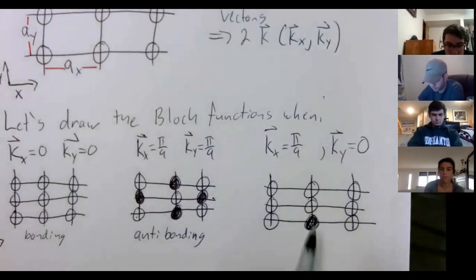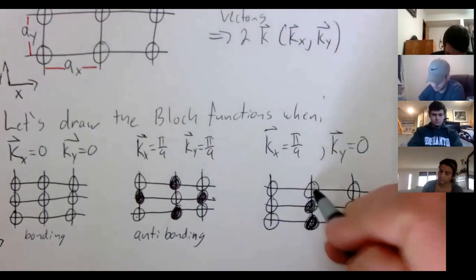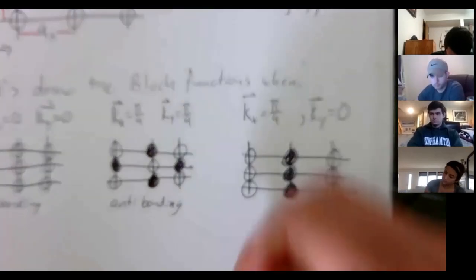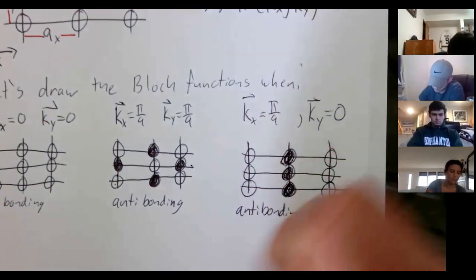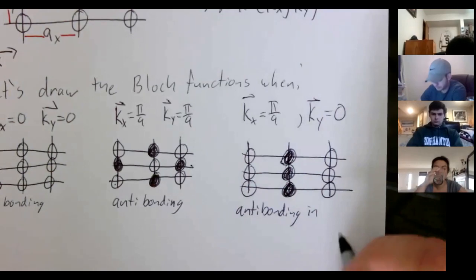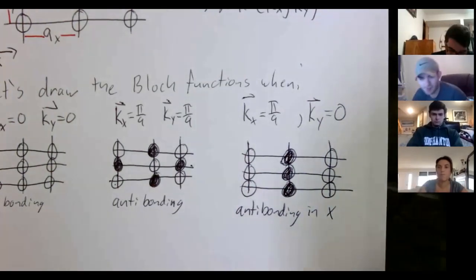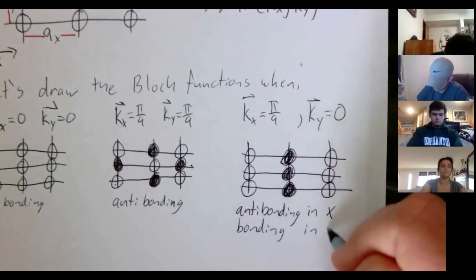So what else do I need to do here? Color the middle. Fill in the middle. Yeah, there you go. So this is anti-bonding only in which direction? X. Yeah, the X. Yep, but it's bonding in Y. Okay.